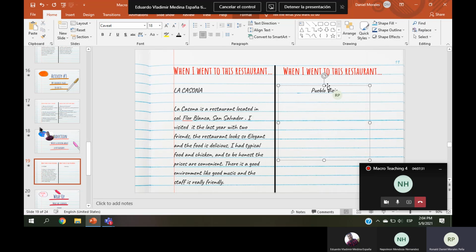So let me see. I went to this restaurant last week with my family, with all my family. That day was a special day for us, so we all went to celebrate there. And the place itself was good.